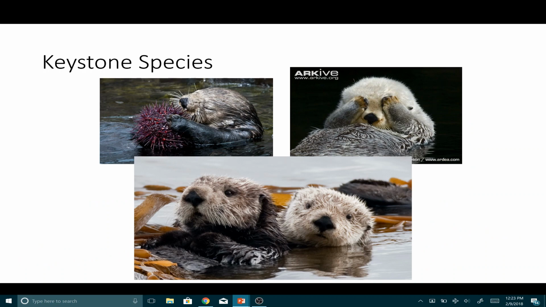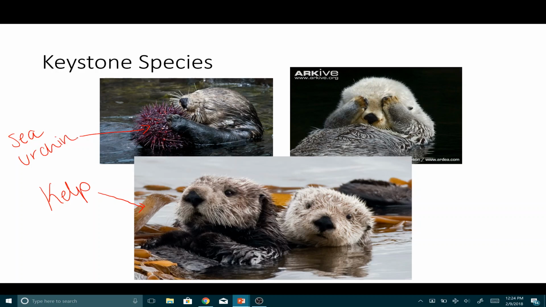Keystone species. I love sea otters. Are they not the cutest organisms ever? I would just love to keep one of these as a pet. They are so adorable. And here you can see that the sea otters eat sea urchins. Yes, I know, you would think, why would that be tasty? But it is for sea otters.